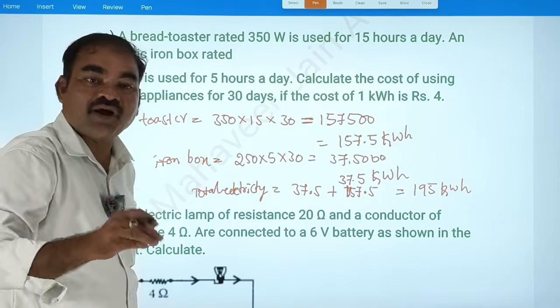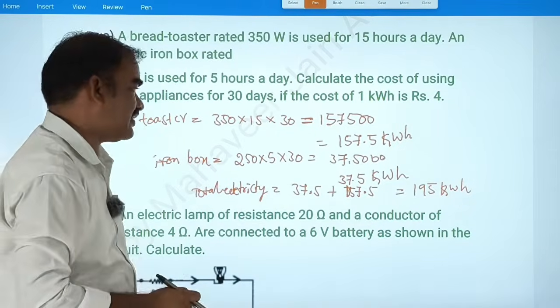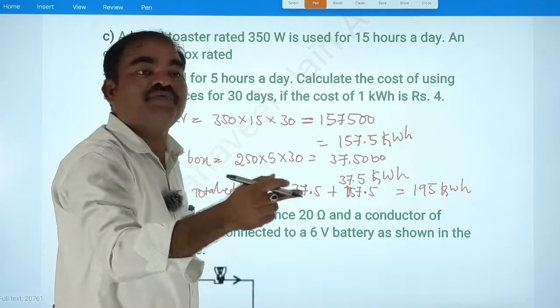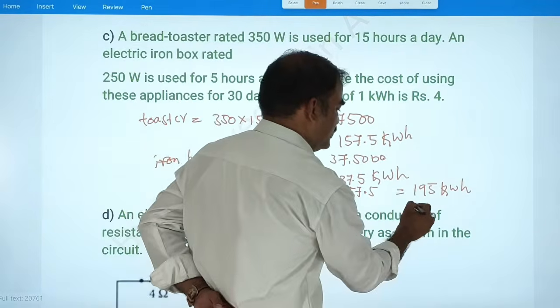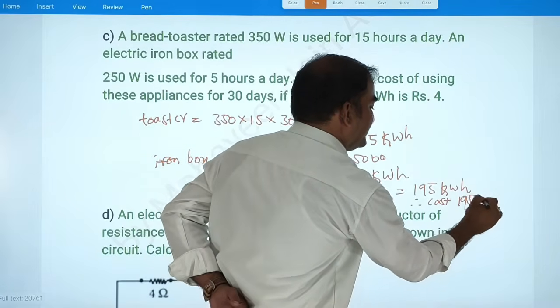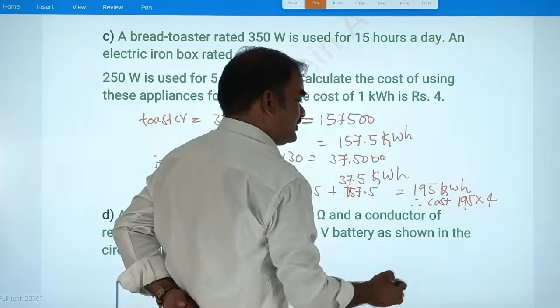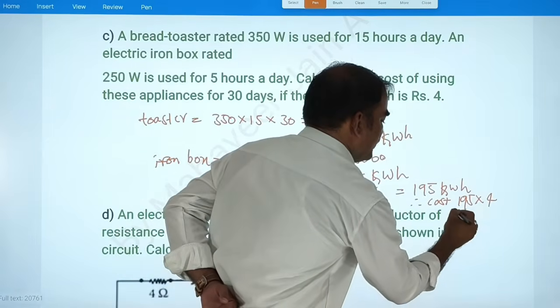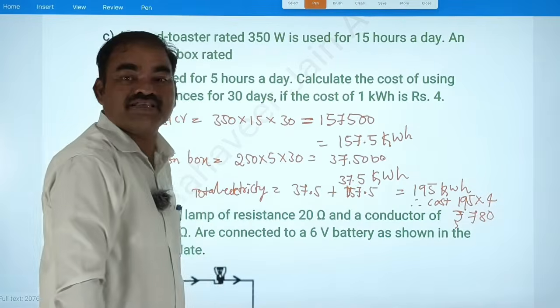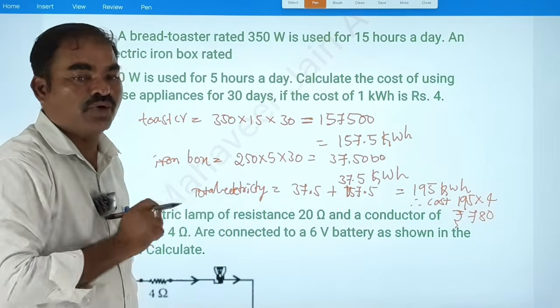Now we have to find how much amount we have to pay. Per kilowatt hour it is 4 rupees, so you multiply by 4. Therefore cost equals 195 into 4. How much do we get? 780 rupees is the answer. You have to pay 780 rupees.